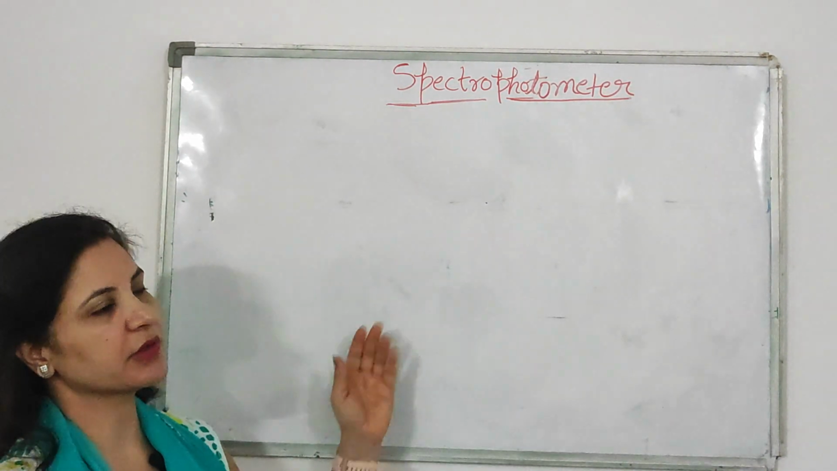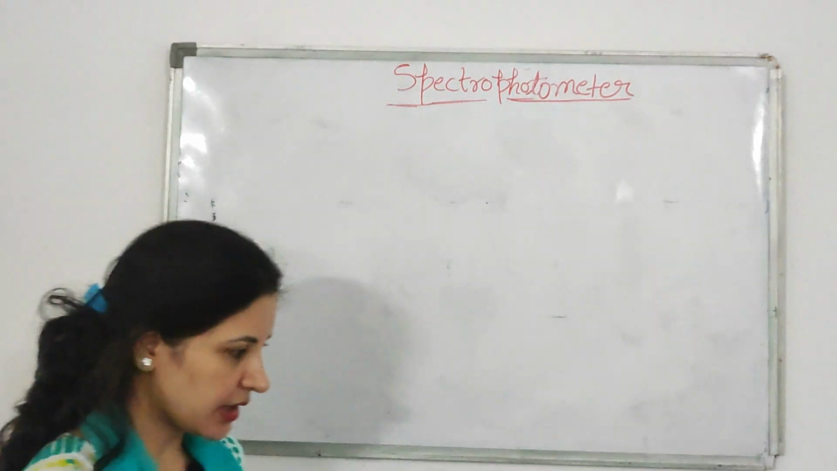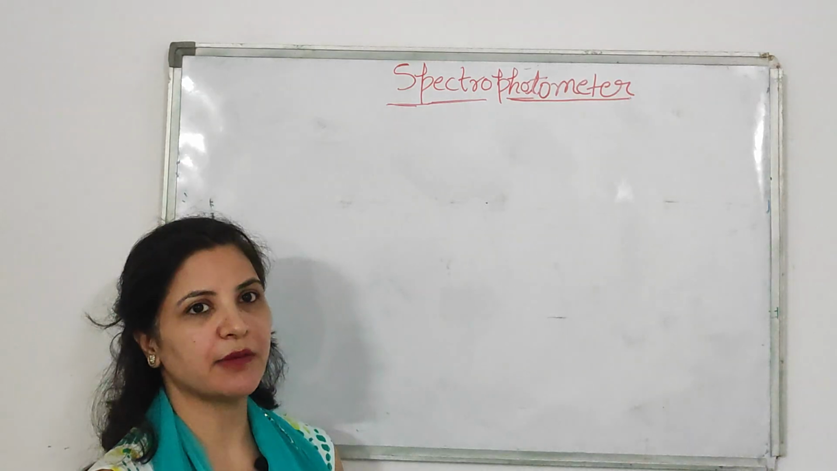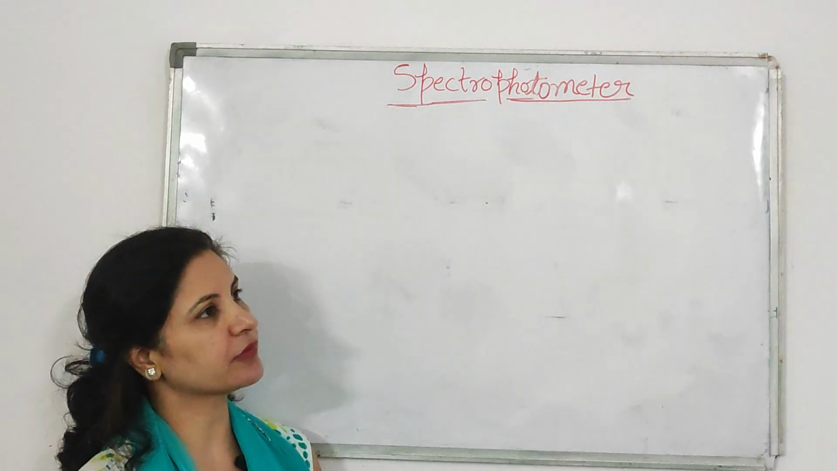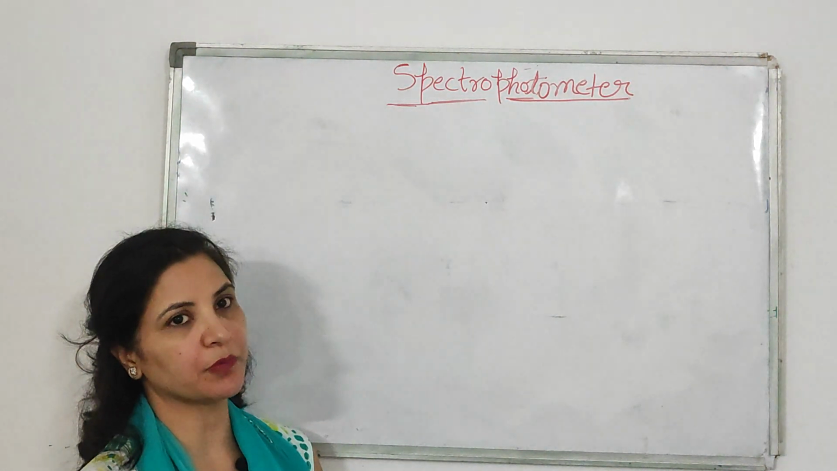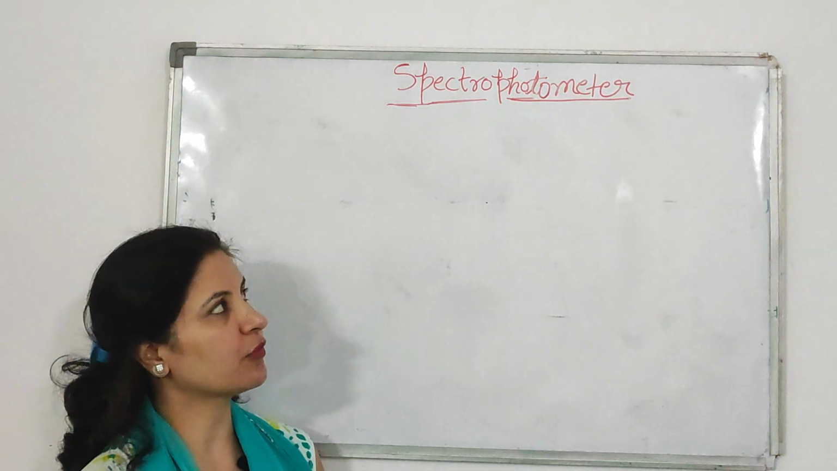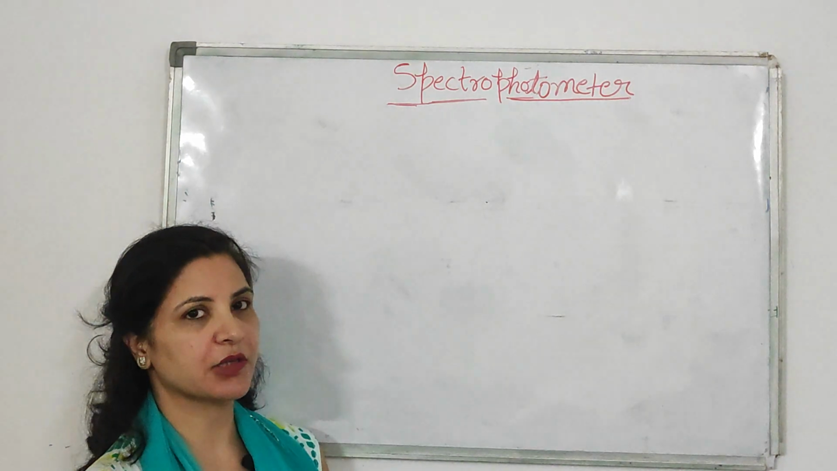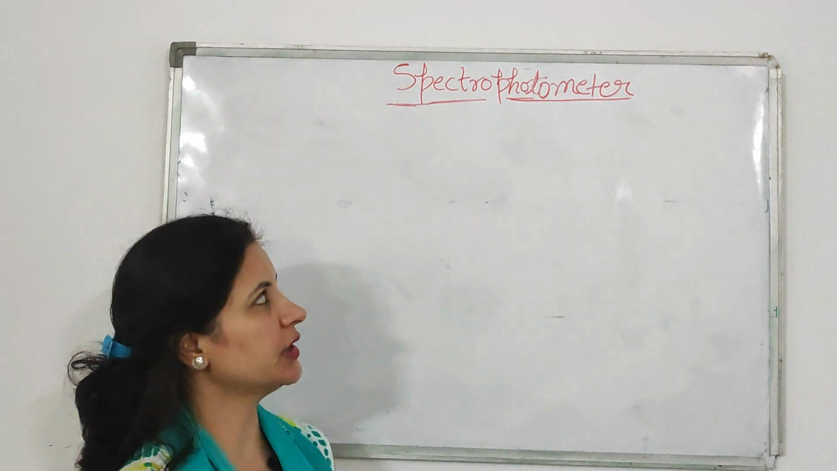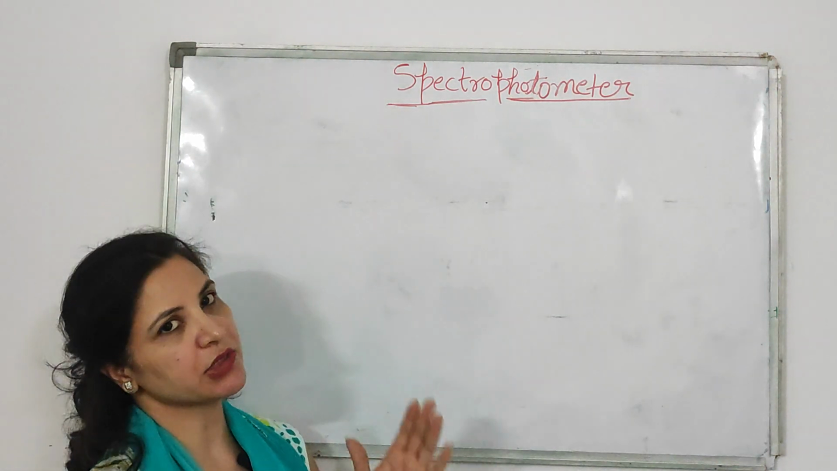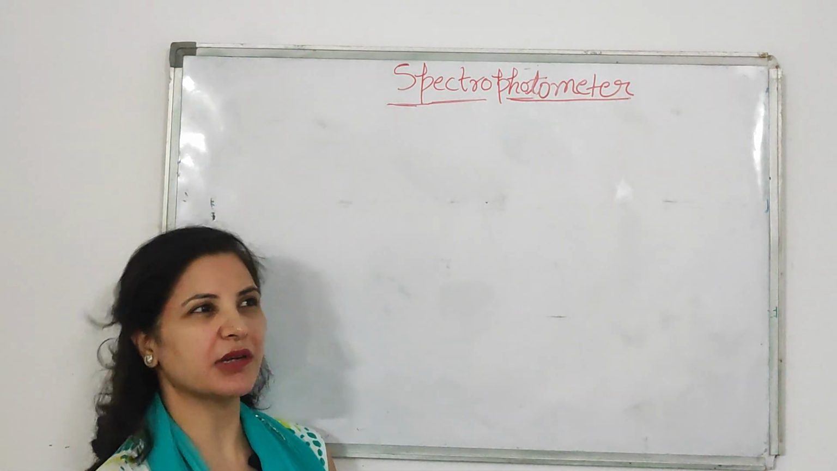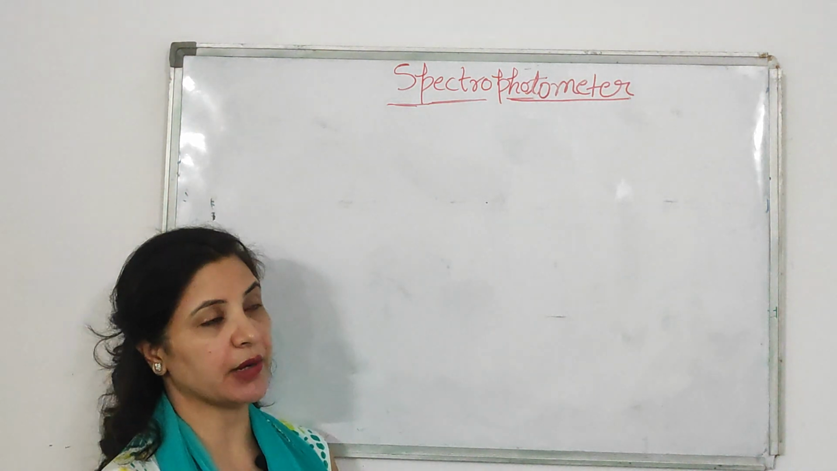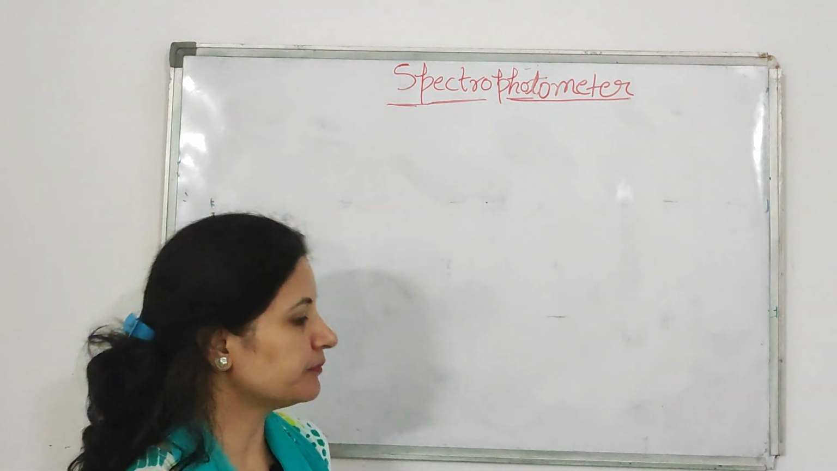So today's topic of discussion is the spectrophotometer. Spectrophotometer is one of the important topics for both UG and PG. It is also important for the UG students. Besides spectrophotometer, UG students must also read the colorimeter. Colorimeter and spectrophotometer are both important for UG students. For PG students, colorimeter is asked sometimes, but spectrophotometer is very important. So you cannot skip this topic.